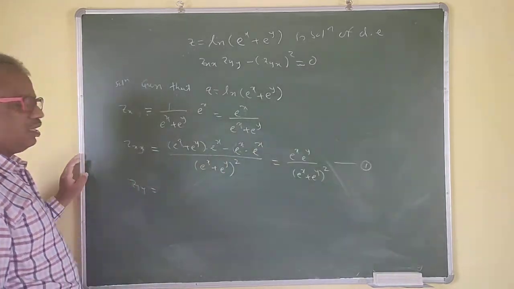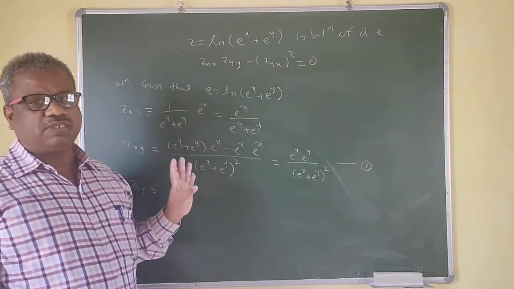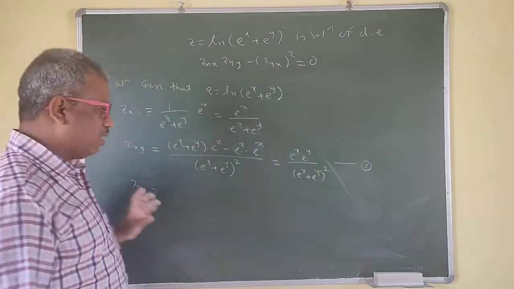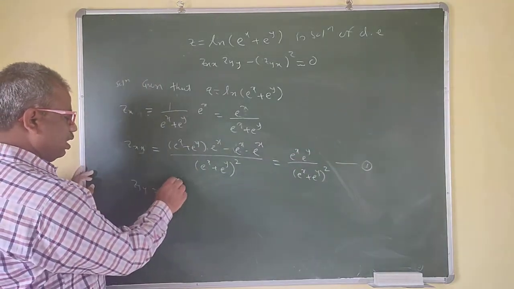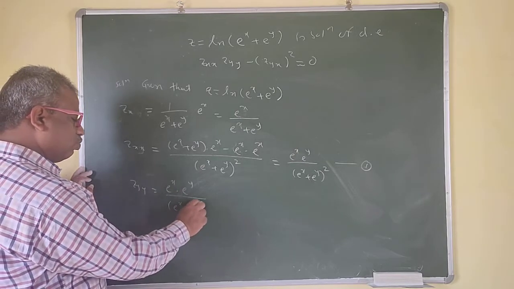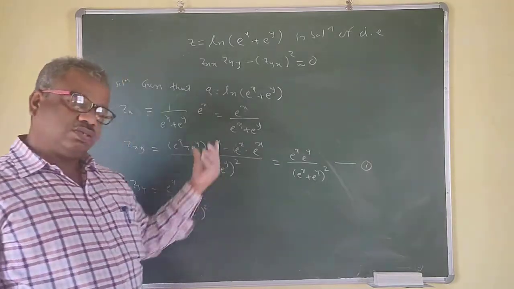e raised to x, e raised to y. This will be the same now. If you change the roles of x and y, your function is as it is. So here also change the roles of x and y. What do we get? The same thing: e raised to x into e raised to y upon (e raised to x plus e raised to y) whole square. If you are not able to understand this one, just do it on your own.